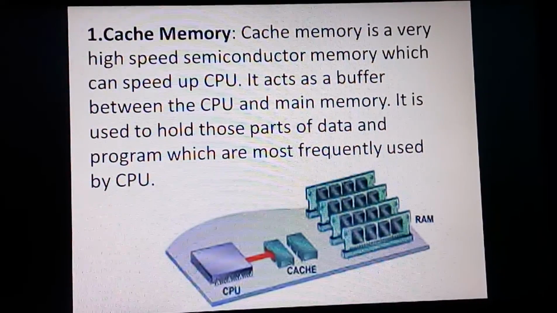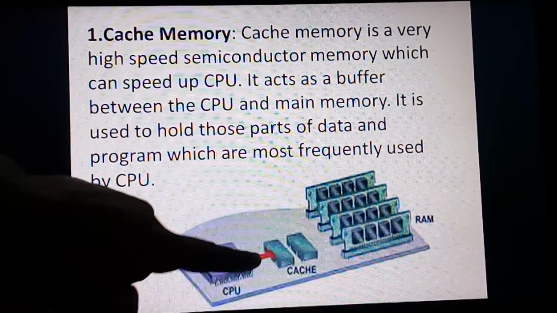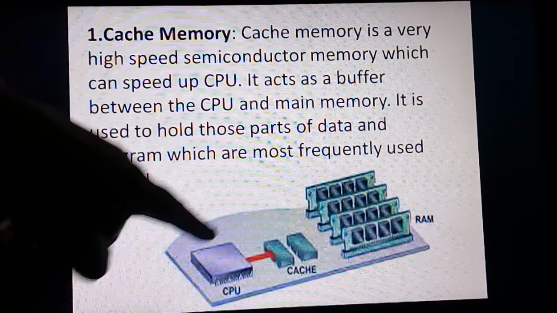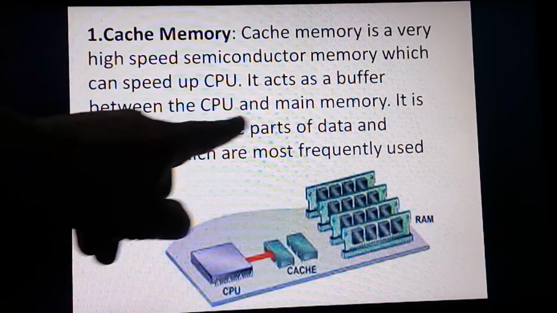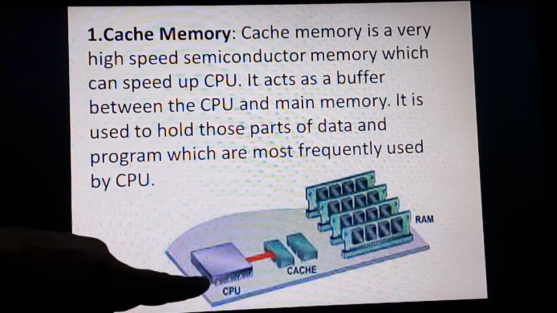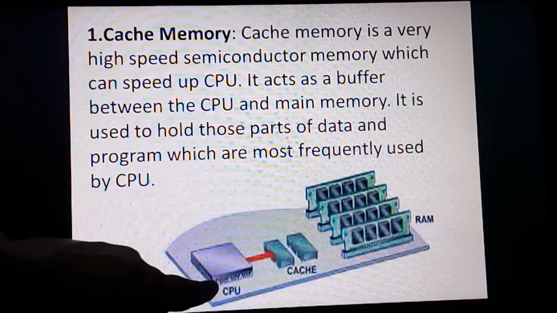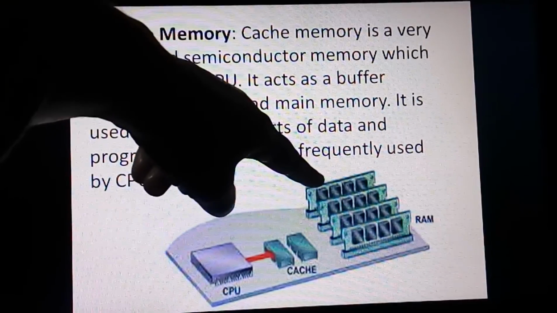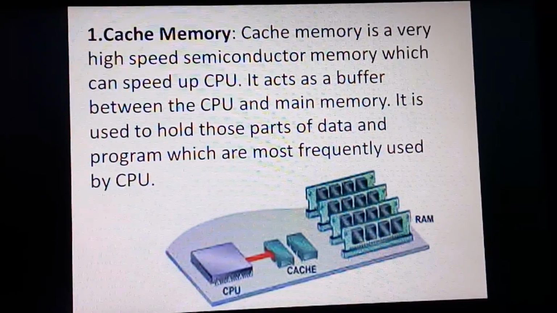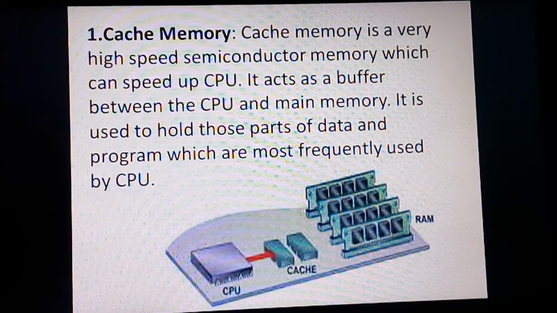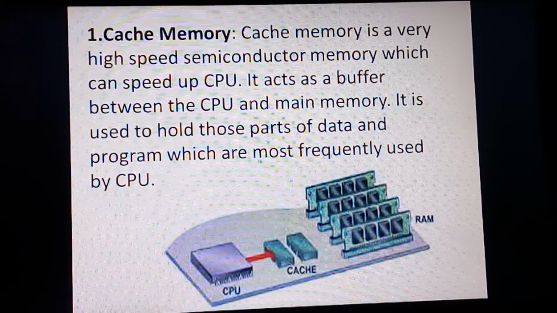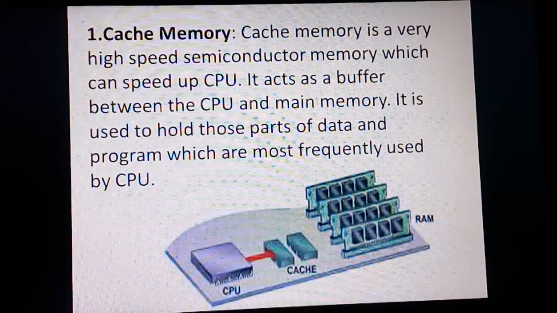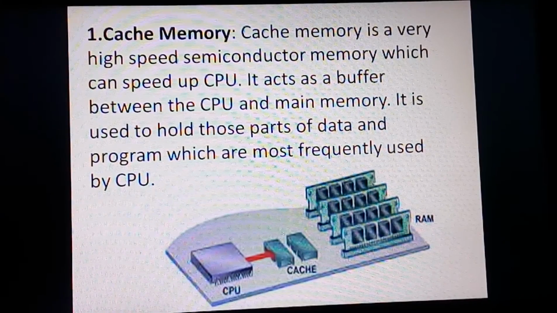You can see in this diagram where cache memory is present here. Then it acts as the buffer between CPU and main memory. Means it acts as a connector between this CPU and main memory, that is RAM. Then it is used to hold those parts of data and programs which are most frequently used by the CPU. Means it stores the data which is most frequently used by the CPU.